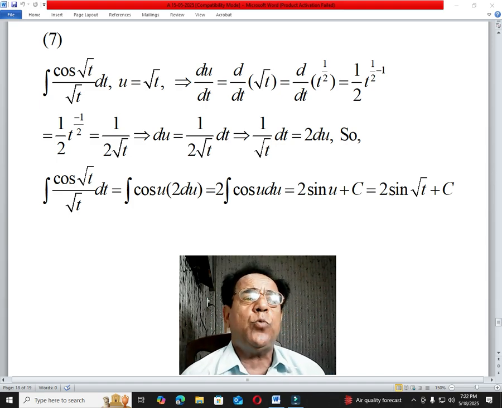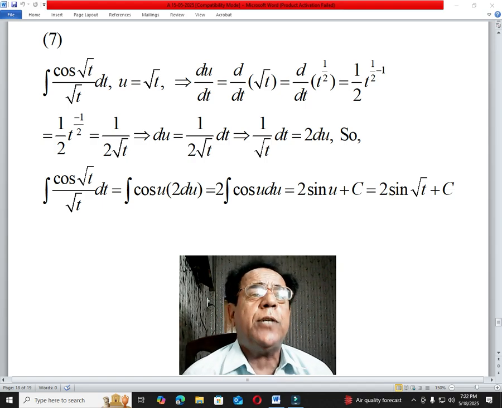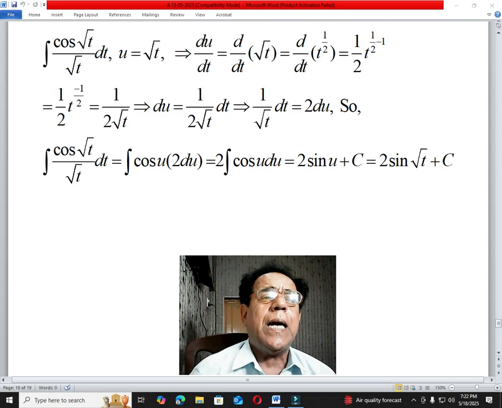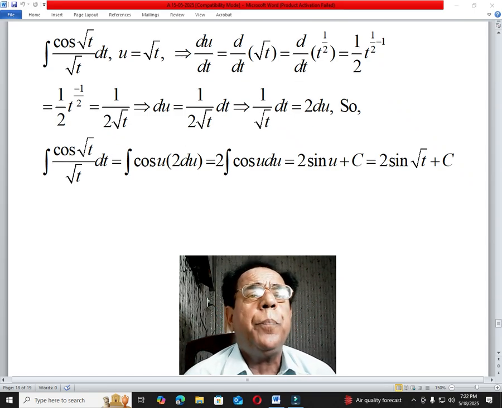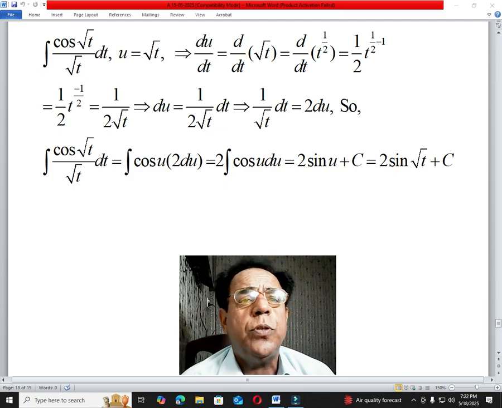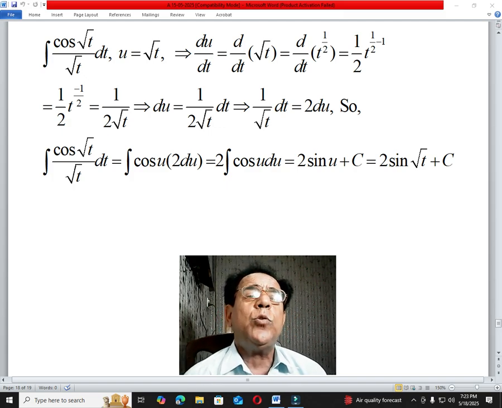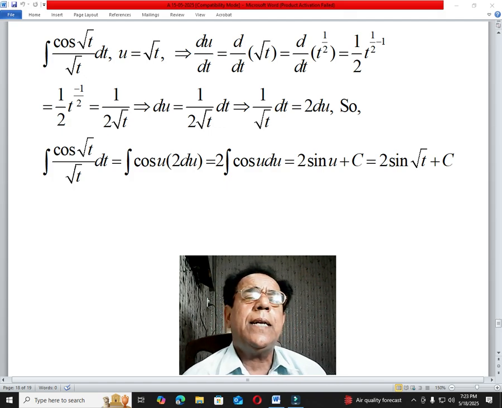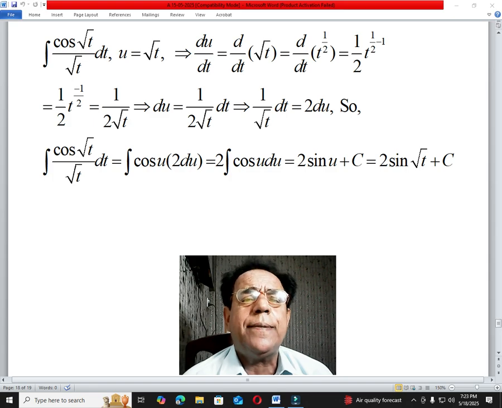So our substituted form will become the integration of cos u into 2 du. Here 2 is the constant, so it will be written prior to the integration sign, and our next step will become 2 times the integration of cos u du. We know that the integration of cos u is sin u, while the differentiation of cos u is minus sin u. So we will apply the formula of integration, and we will get 2 into sin u plus c.